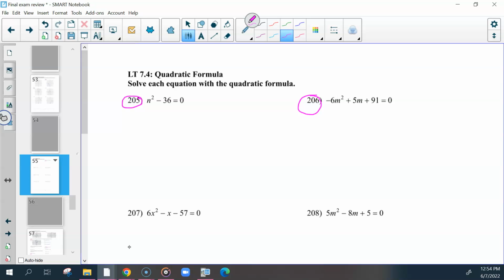We got through 7.3 and we're going to start at 7.4. Grab your calculator if you don't already have it.